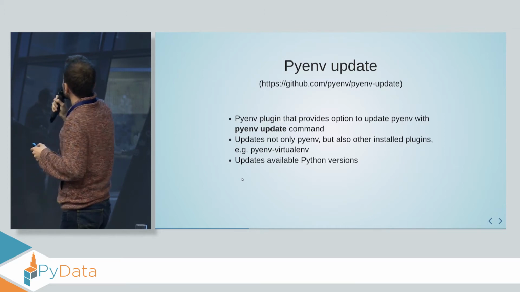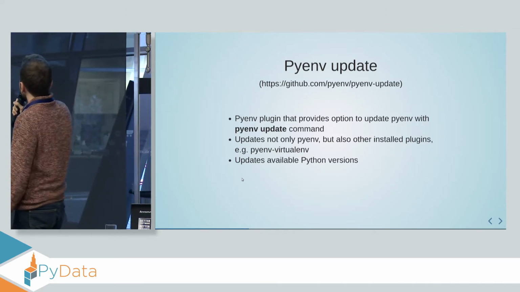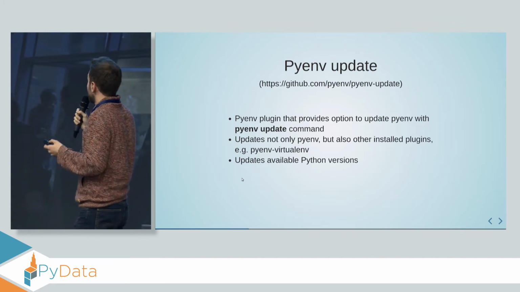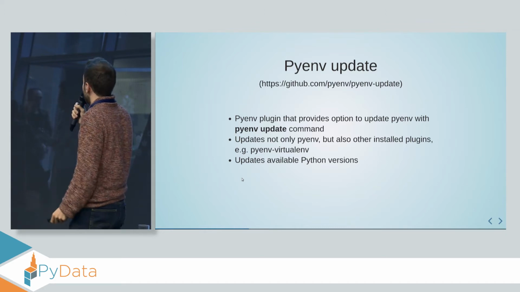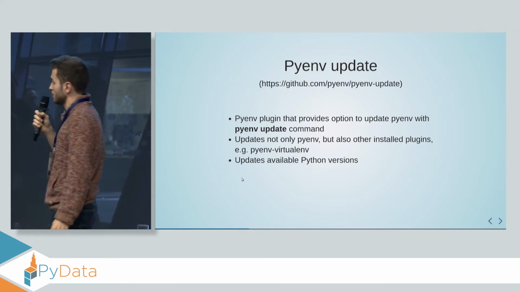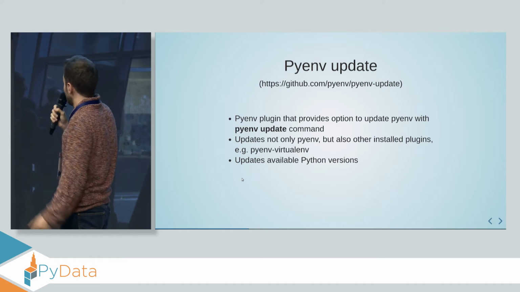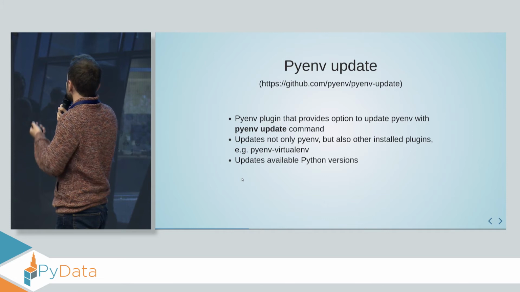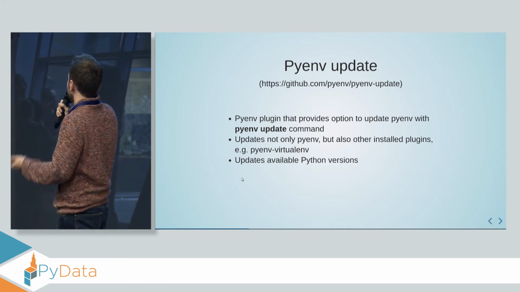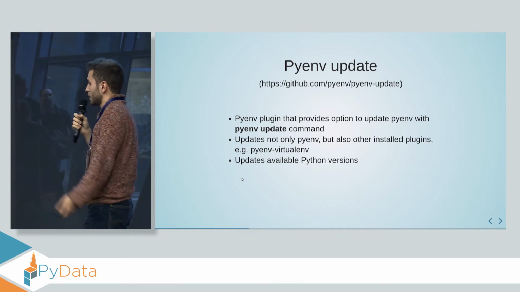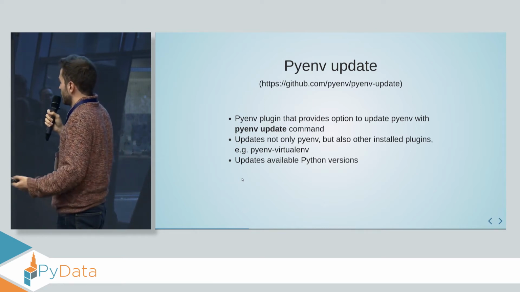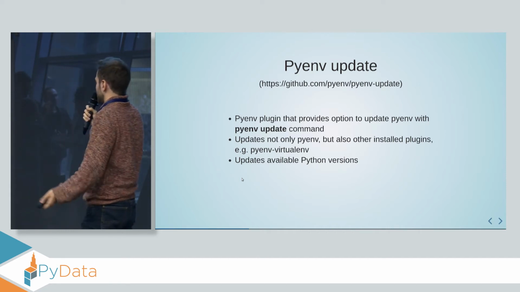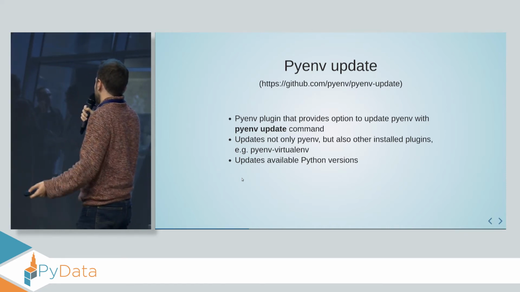I also want to mention the pyenv-update plugin. It only does one thing. It provides the ability to update your pyenv installation. It not only updates pyenv, but also all plugins. So basically, it updates available Python versions. So if you're using pyenv and you're not updating it for half a year, then you will be missing the latest releases of Python or other distributions of Python, for example, Jython.